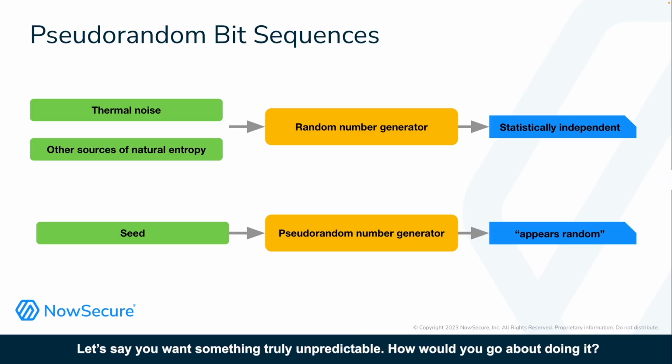Let's say you want something truly unpredictable. How would you go about doing it? In nature, entropy is non-deterministic. For example, thermal noise and quantum phenomena. But it's difficult to build mobile devices that source such random seismic events in nature.